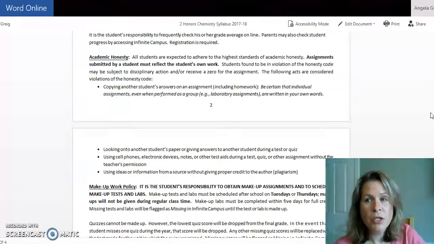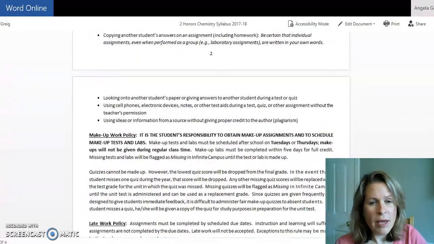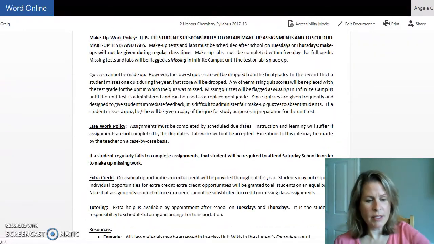But with chemistry in particular, you need all of that practice, so you do need to be doing your own work. It details out there what I call plagiarism and what qualifies as cheating in my class. So do make sure that you're doing your own work so that you will do well. Okay, on down to the makeup work policy.